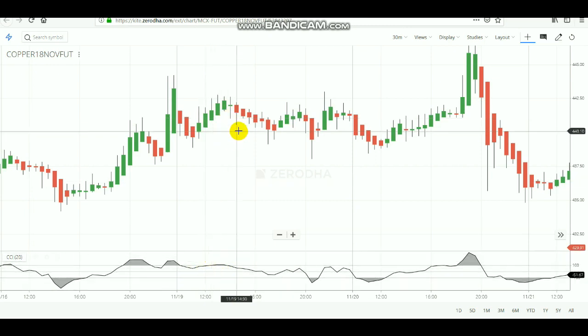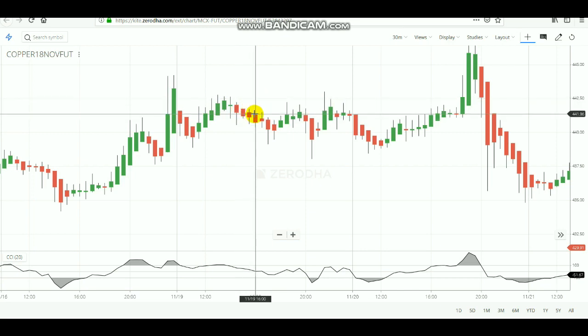Due to that only, I'm telling you to re-enter. During this time, this is the place where the flat top appeared. After the flat top appeared, around 441.35 you would have entered. After you sold it, the market went down to 438. It came below 438.